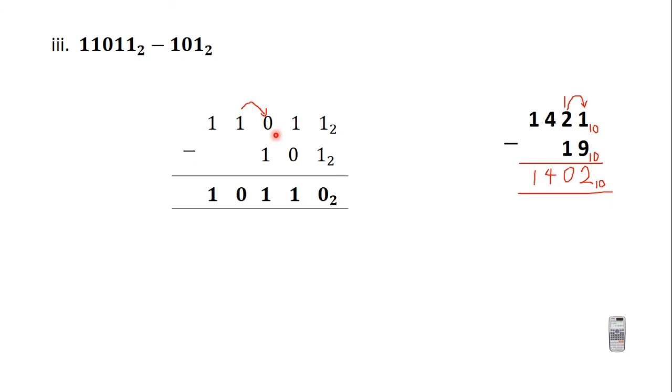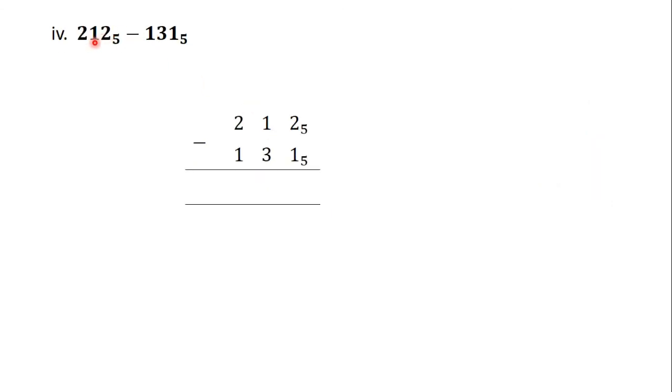Let's look at the last example. We have 2, 1, 2 base 5 minus 1, 3, 1 base 5. Here they all have the same digits. So you write the highest number first, then you write the least number beneath it. They are all in base 5. So 2, 1, 5 is the highest number and 1, 3, 1 is the least number. So we have 2, 1, 5 minus 1, 3, 1 base 5.